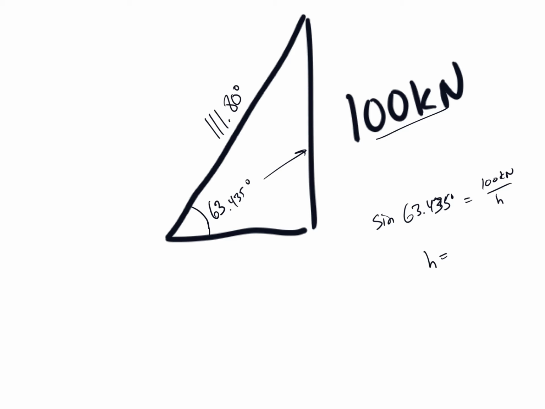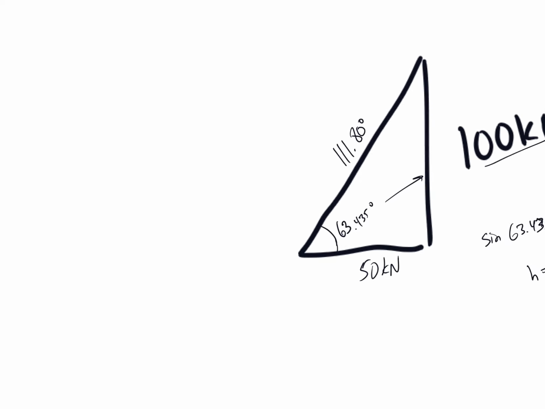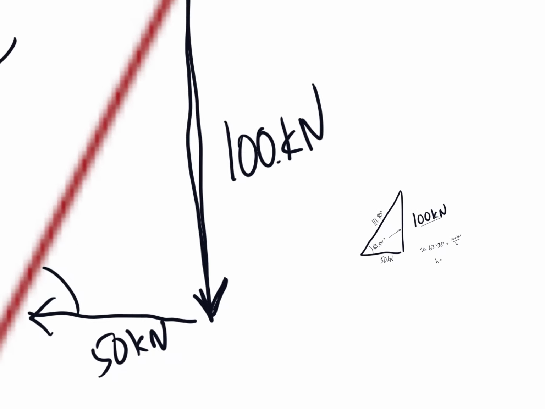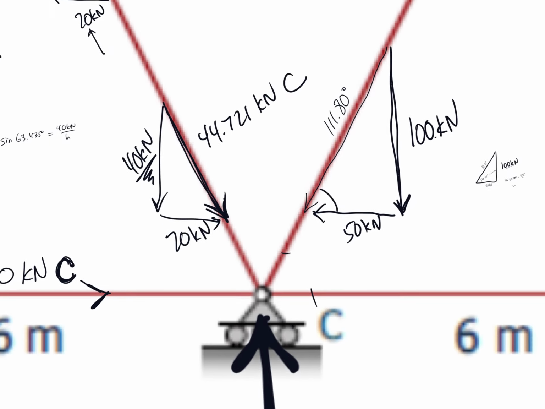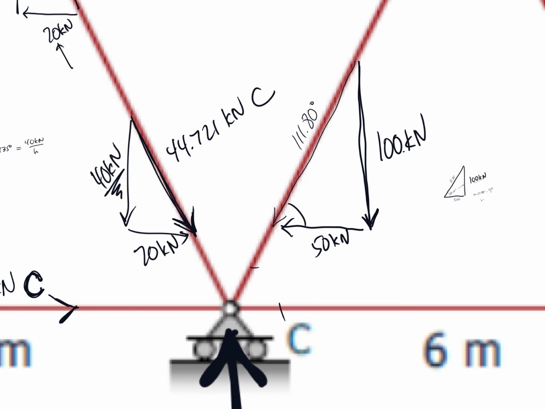I guess we can find out in a second, because I'm going to take that number and multiply it times the cosine of 63.435 to get the adjacent side. Equals 50. So this is 50 kilonewtons. Okay, so there it is. That's our little force triangle. So now we know that this side right here is 111.80.